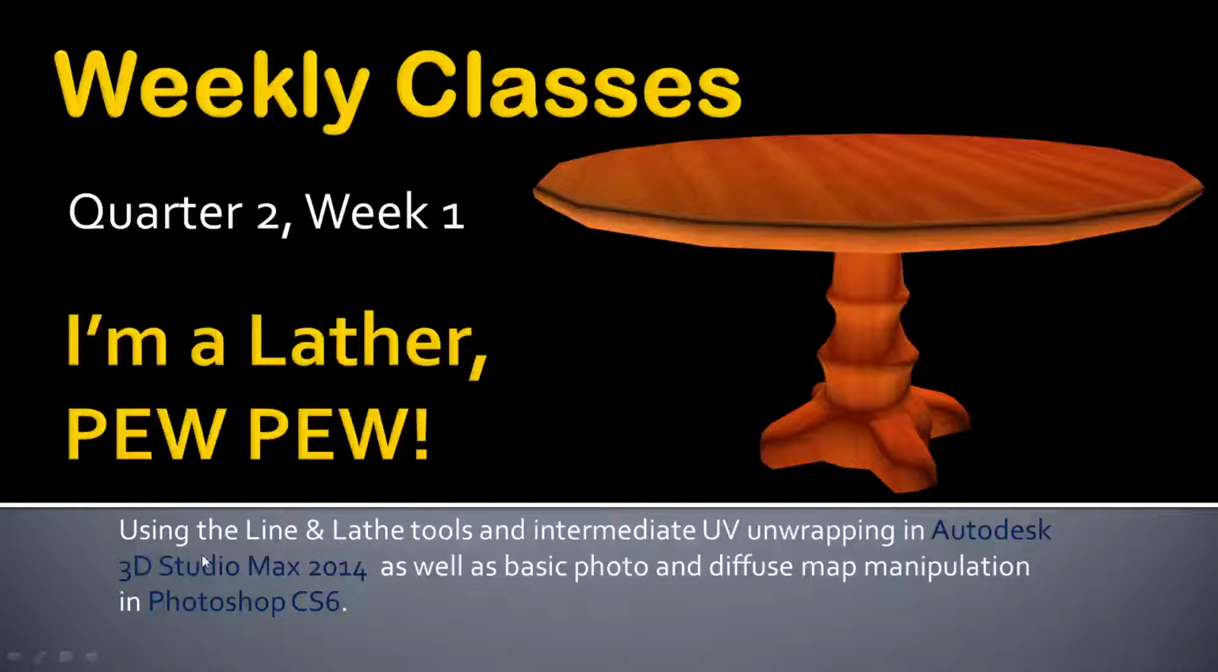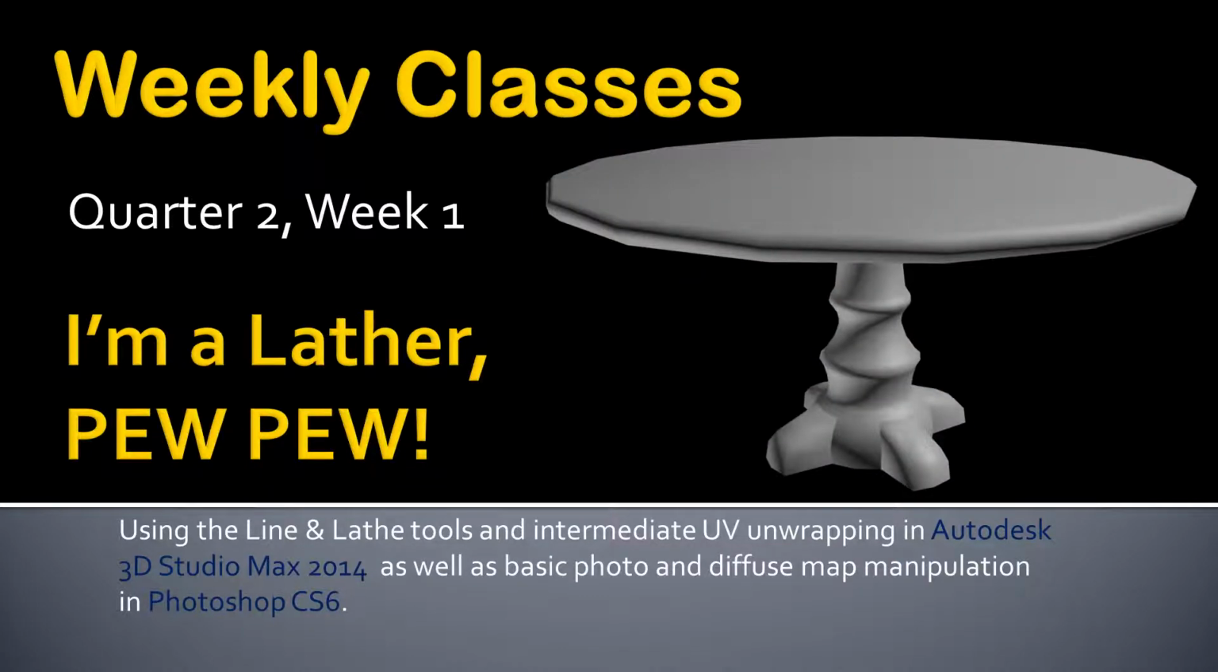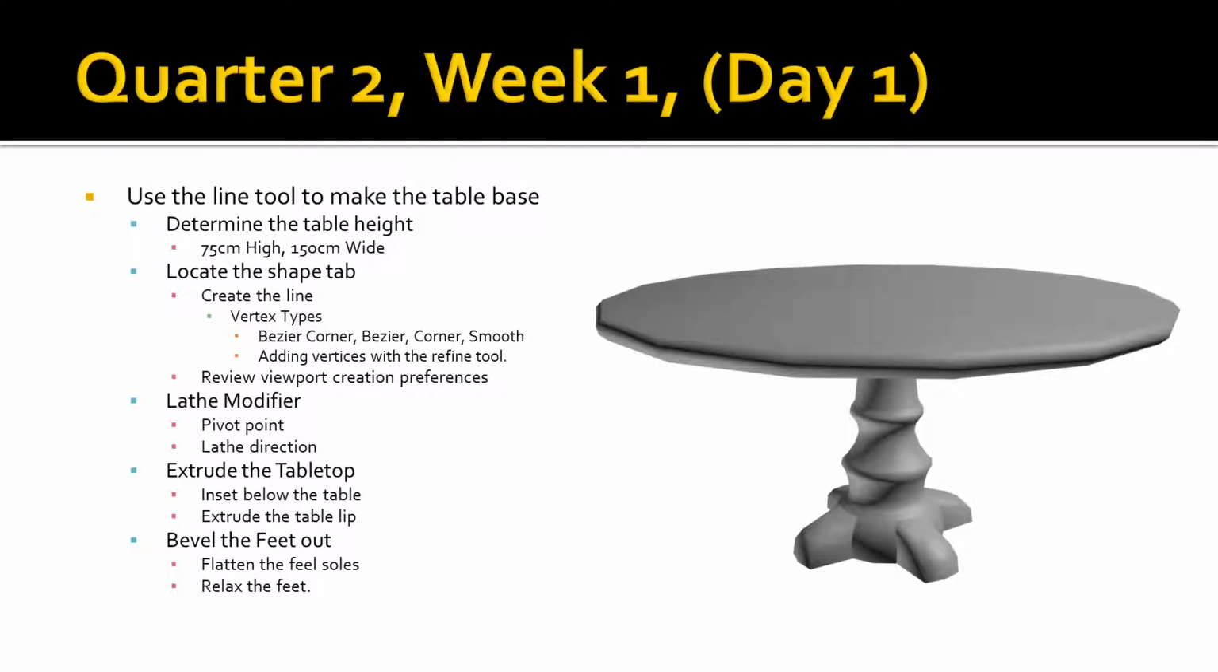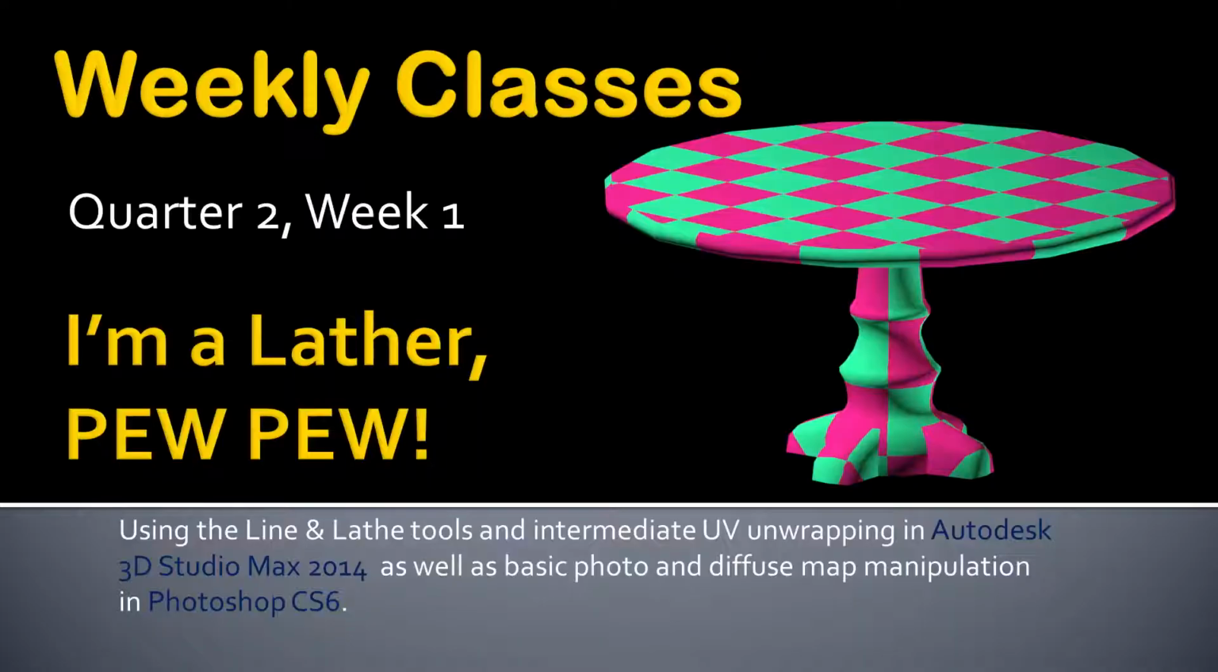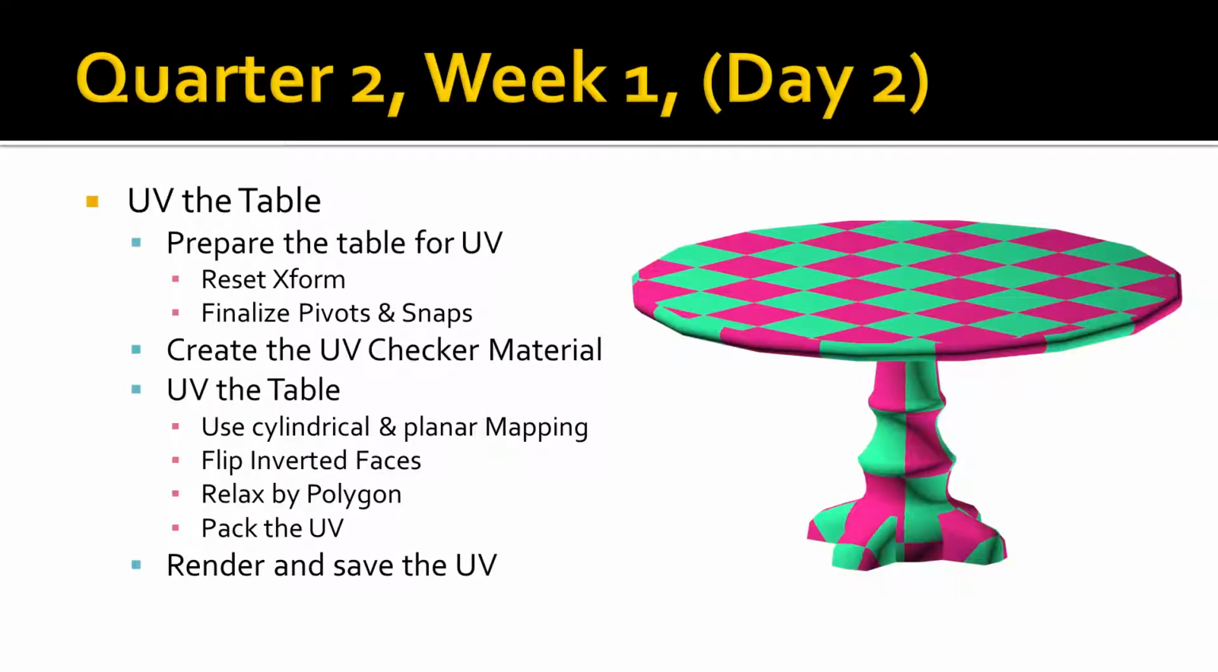All right, welcome back to day 3 of quarter 2, week 1. Today we're making a table, and actually we've already made the table. As you know, we've modeled the table. It looks like that, and then we went and made sure the table's the right size, and then we went through and we UV'd the table. So we got our Hotline Miami checker map on there, and we made sure the UV lays out.